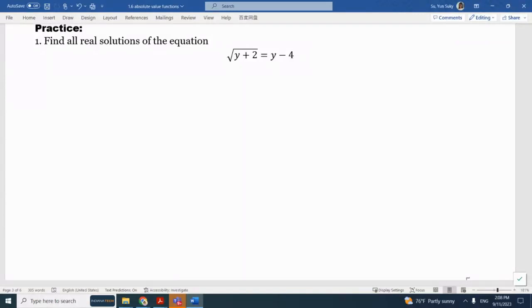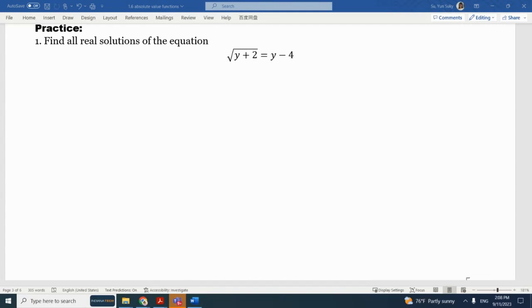Be careful, everybody. The square root of y plus 2 is not equal to the square root of y plus the square root of 2. If it's a plus or minus, we cannot split. If it's a multiplication, you can split. But if it's addition, you cannot split. So you isolate the square root term, and then you square both sides to get rid of the square root.